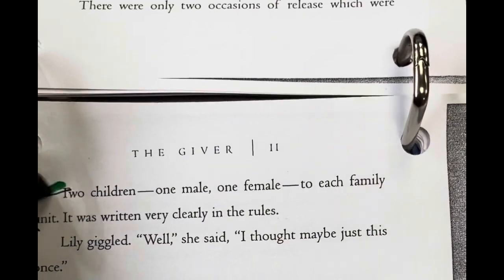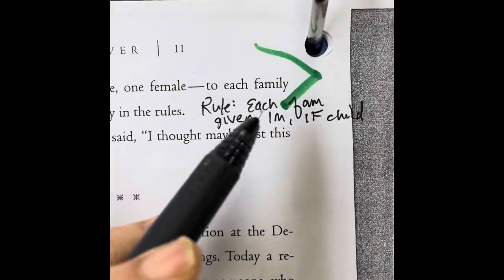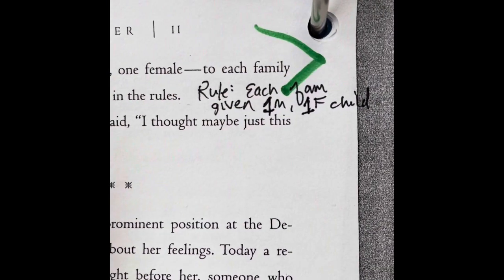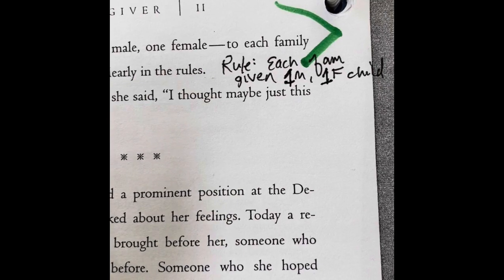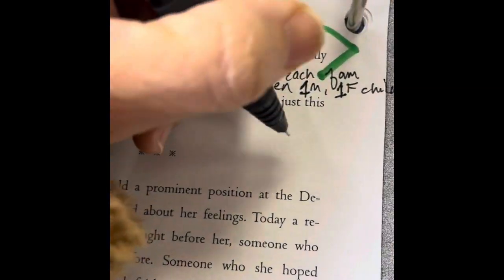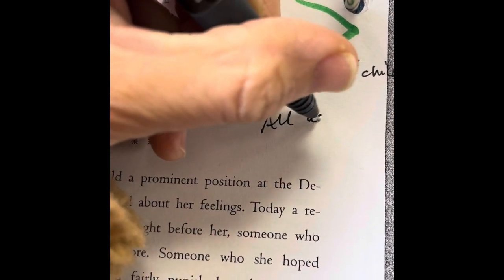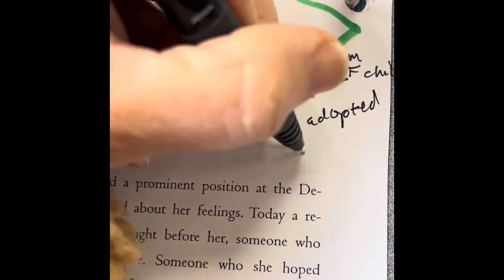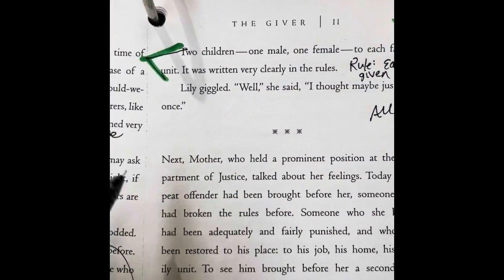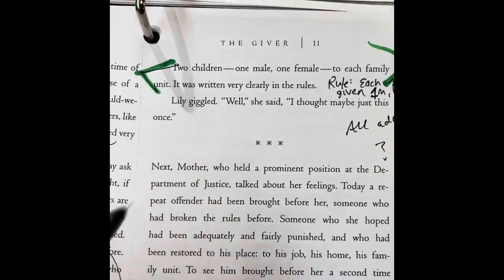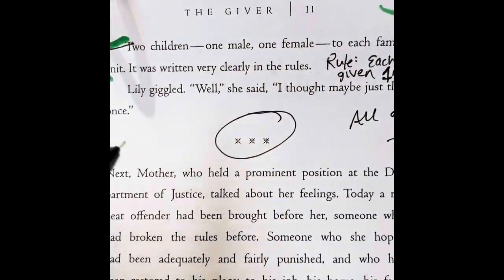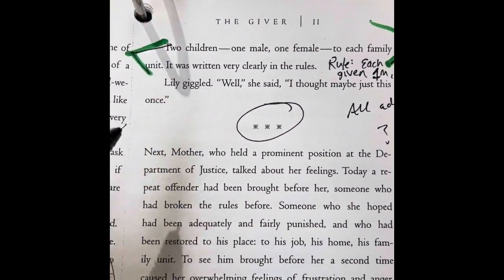So I'm going to mark this in green because this is more like setting. More rules. Each family is given a 1 male and 1 female child. So it doesn't seem like they don't have children. All adopted? This is kind of strange. And now we know, asterisk, another little change.